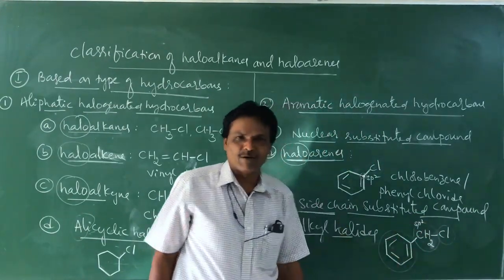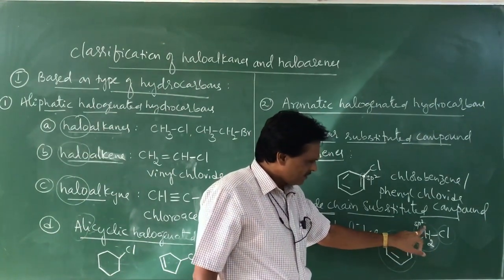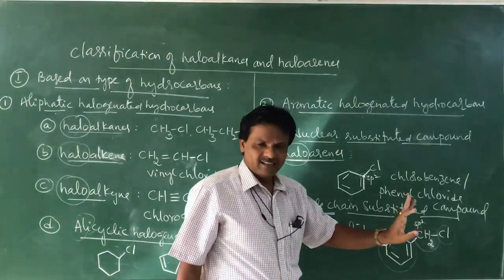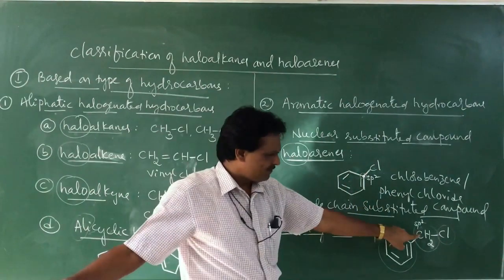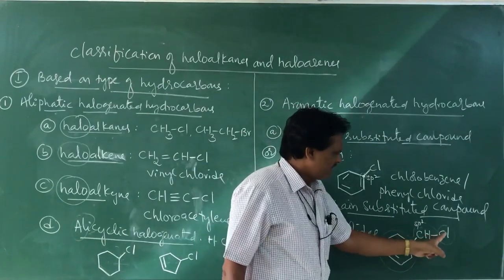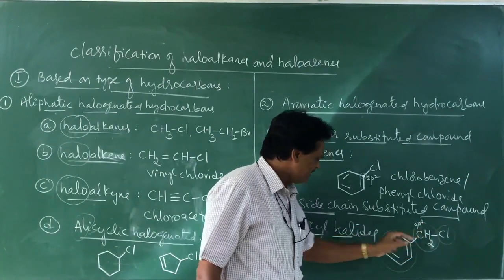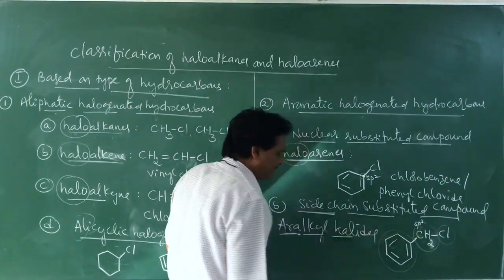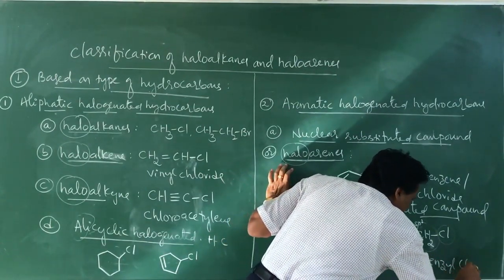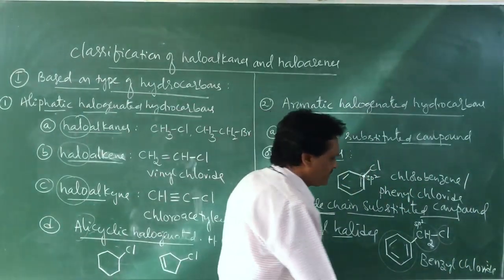Based on the number of sigma bonds present in a particular carbon atom, whether it is sp2, sp3 or sp hybridized, it is possible to recognize the type of hybridization. Aromatic halogen compounds in which the halogen atom is present in the side chain are called aryl alkyl halides. The name of this compound is benzyl chloride.